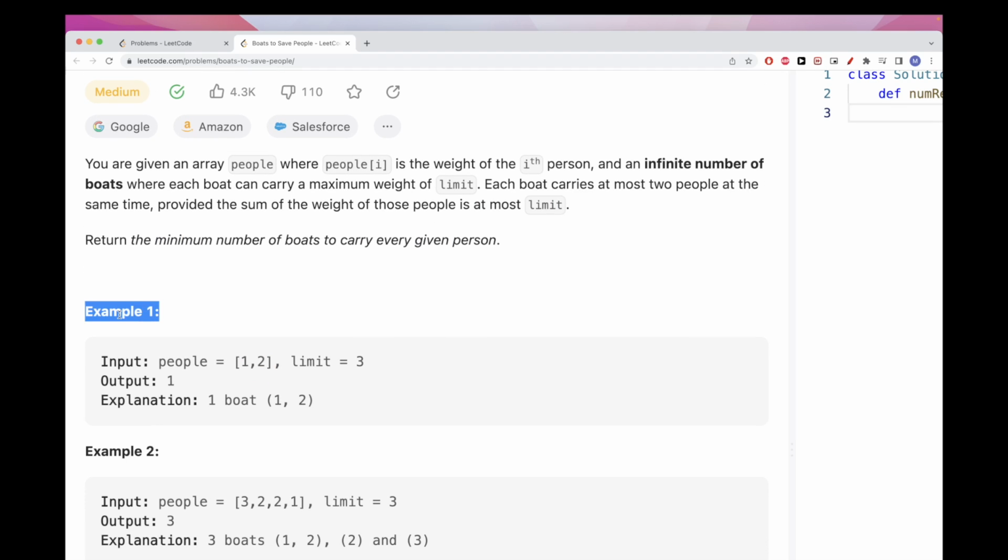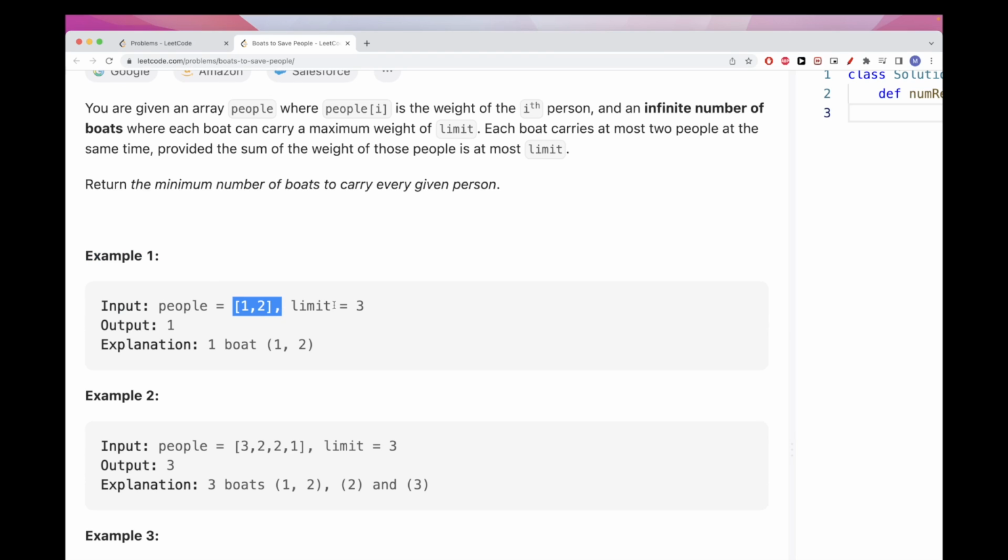So let's take a look at the first example here. So we have 1, 2, and limit is 3. So one obvious solution is just to have 1 and 2 take the same boat. Their weight combined is 3, and so that's within the limit, so we return 1 because we need only one boat.